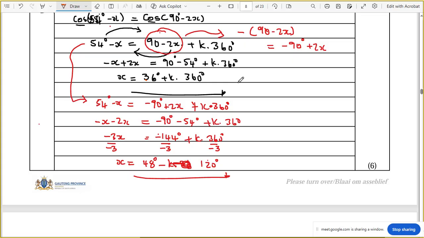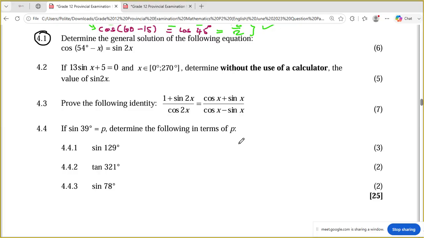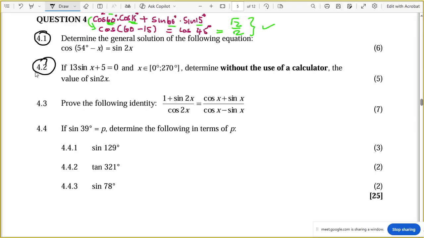And that's it for this one. For your homework, go and practice this 4.2. Just take a quick screenshot, do 4.2 without using a calculator, and use the aid of a diagram to work out that question. Go and practice that question.